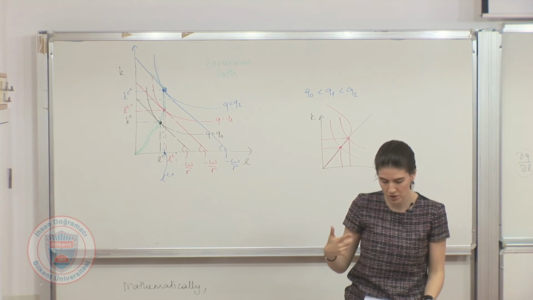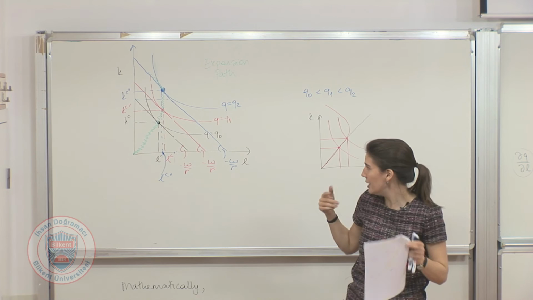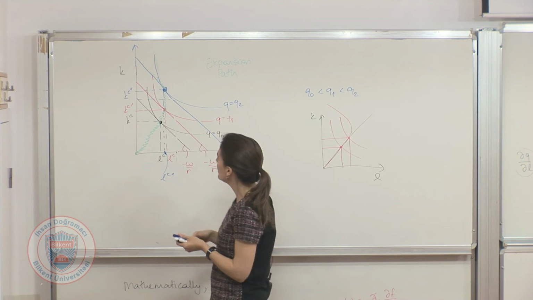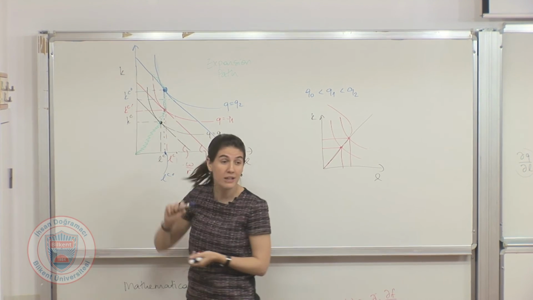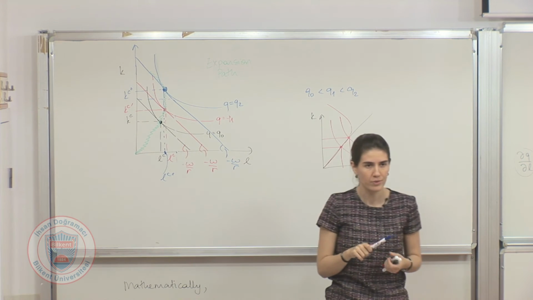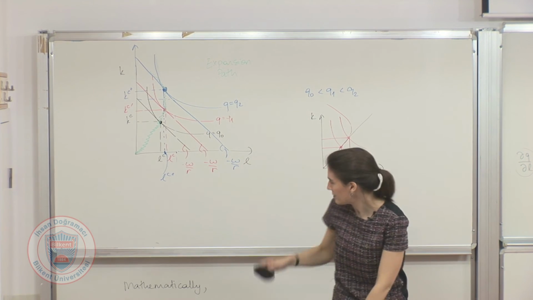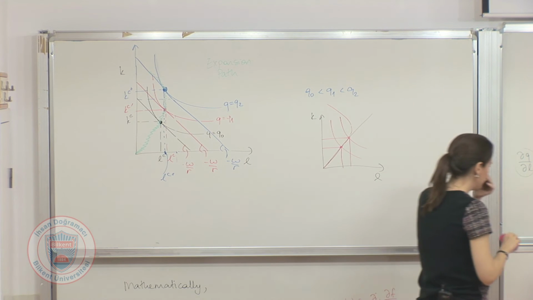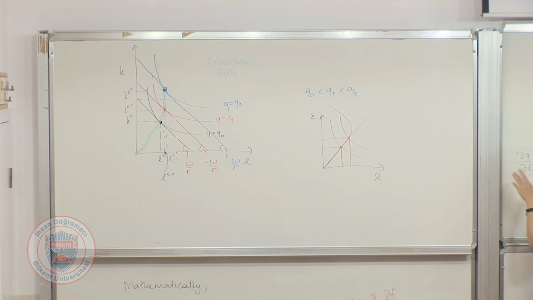So just keep this in your mind. If you have something like this, then your labor would be an inferior input, okay? Now, remember, once we have these, we actually understood what is lambda. So we actually understood the expansion path this time.